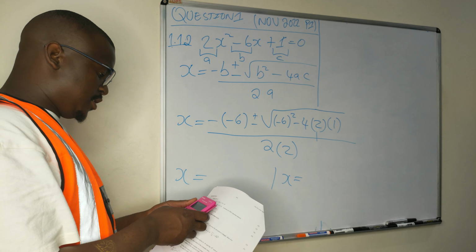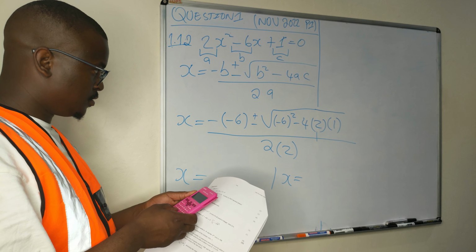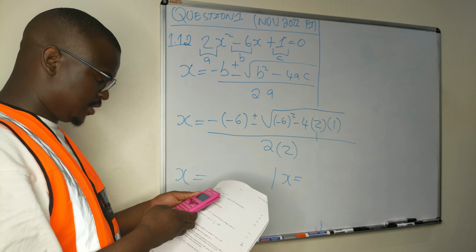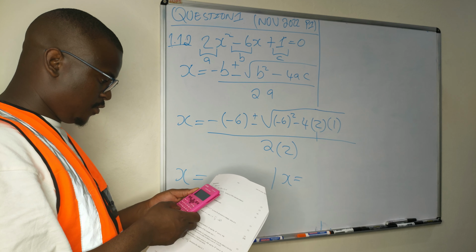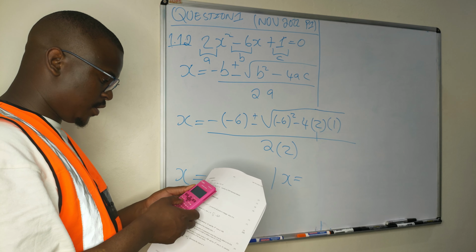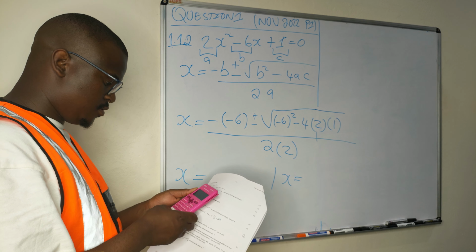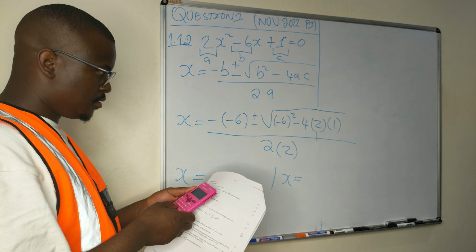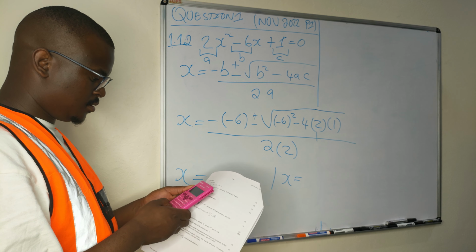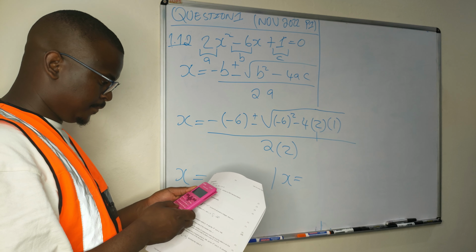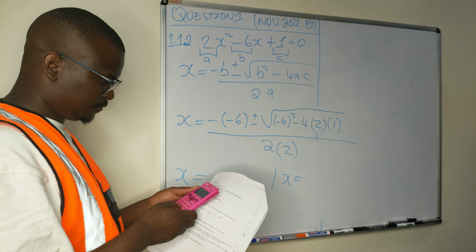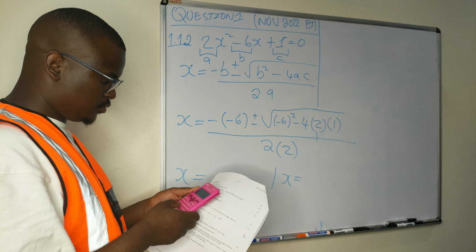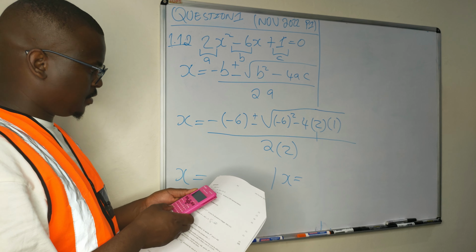Punch this in the calculator. Minus 6 plus square root of minus 6 all squared minus 4 into a, over 2 into a.